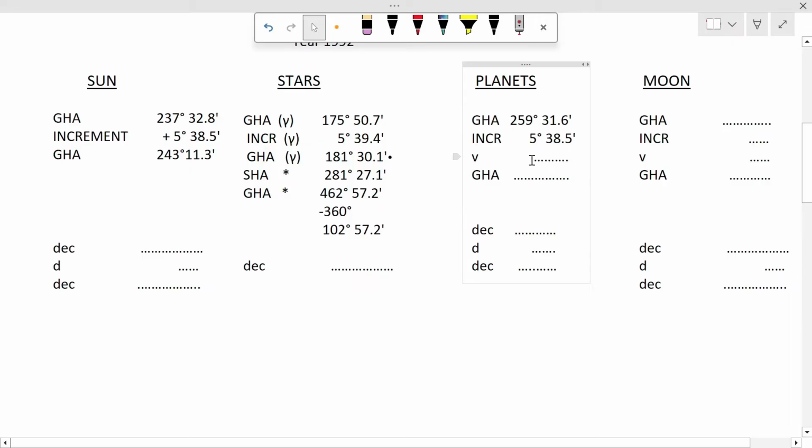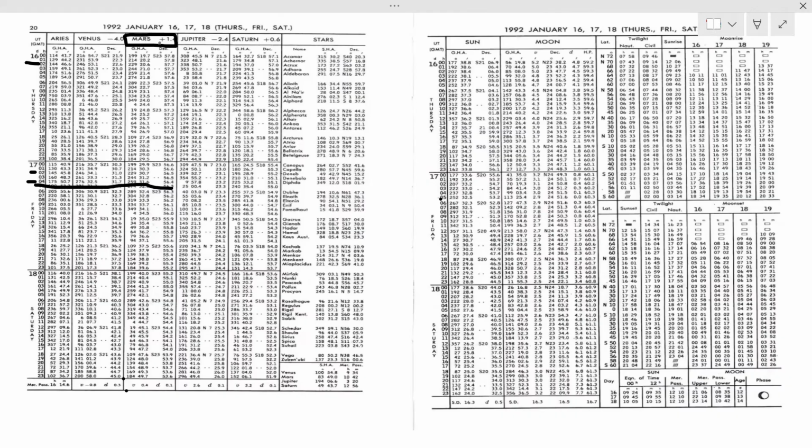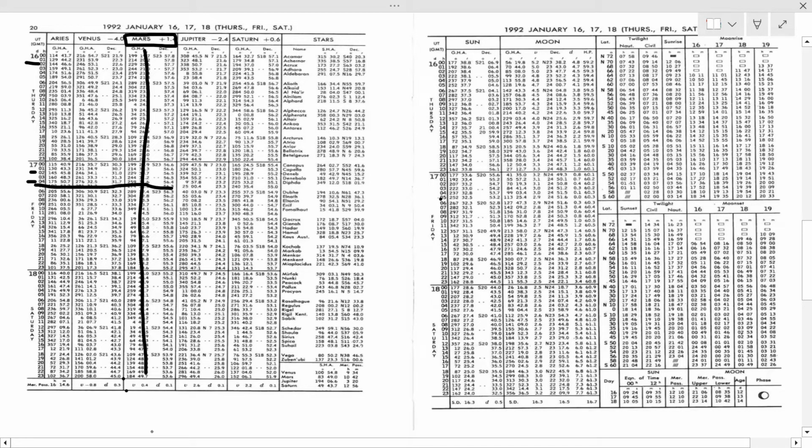After that, we have to find the V correction. For the V correction, again go to the nautical almanac. Now we have to find the V correction for Mars. Go to the bottom of the table here. They have given the value for V and D. Now take the value of V, that is 0.4 minutes.